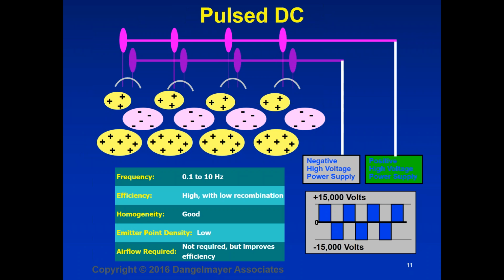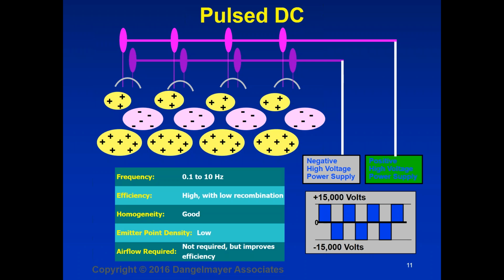And finally, we have pulse DC. And as you see in the diagram in the lower right, what we're doing is turning on the power supplies alternately. The points are usually kept fairly closely spaced together, but because both polarities are not on at the same time, we lower the recombination rate. So of all the three methods, this is the most efficient way of producing air ionization. Homogeneity is good because we have positive and negative in essentially the same physical place. But by alternating the polarities, we allow the polarities to escape from the ionizer before the opposite polarity is turned on. What we count on is that the ions produced will mix by the time they reach the work area.